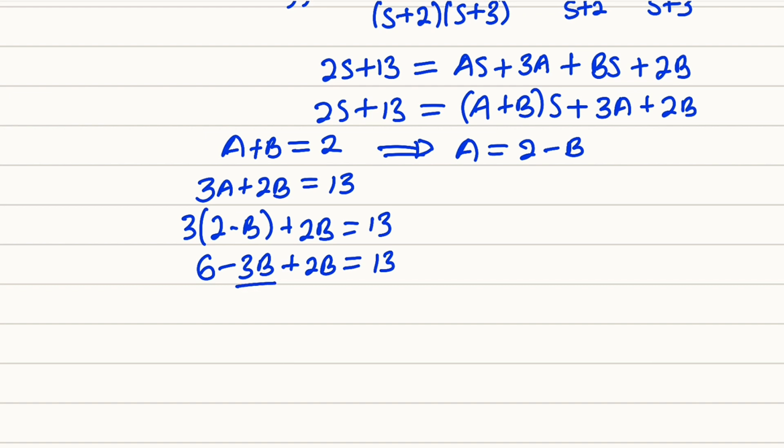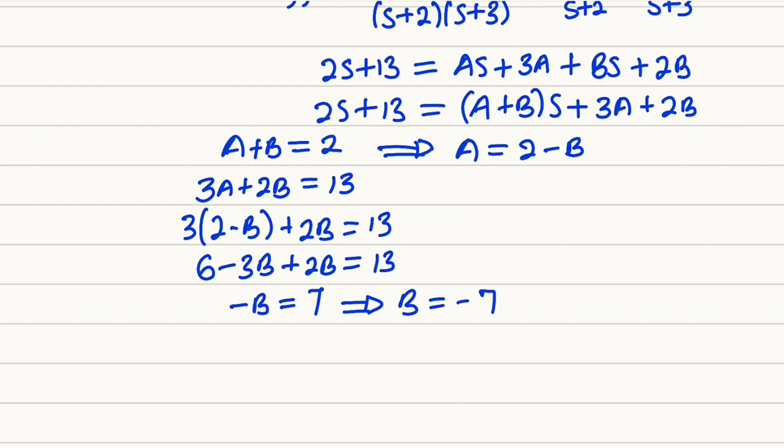Negative 3b plus 2b is negative b, so we have negative b to the left. If you take this one to the right, it becomes negative. We have 13 minus 6, which is equal to 7, and this is equal to 7. Therefore, b is equal to negative 7.